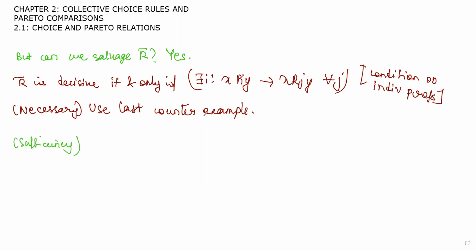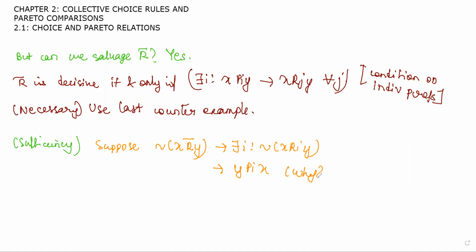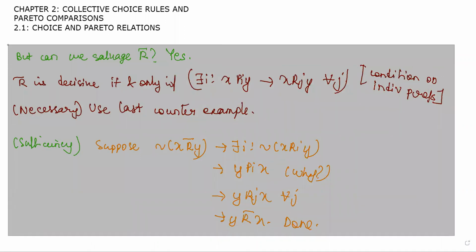Sufficiency. This is very easy to do. I will use a slightly different method compared to the book. I think it's slightly shorter. So suppose not x R bar y. That implies that there exists i such that not x R_i y, this is very clear, which implies y P_i x. Exercise for you. This implies y R_j x for all j, which implies y R bar x. Done. We have proved that R bar is complete in this situation, if and only if this condition is true on the individual preferences.